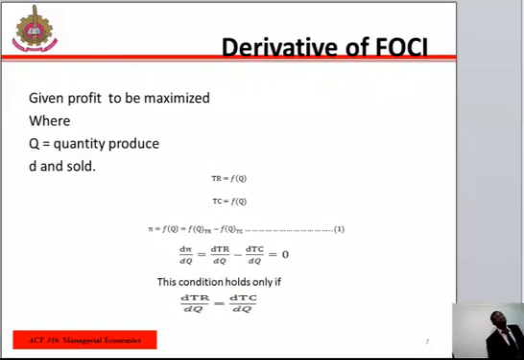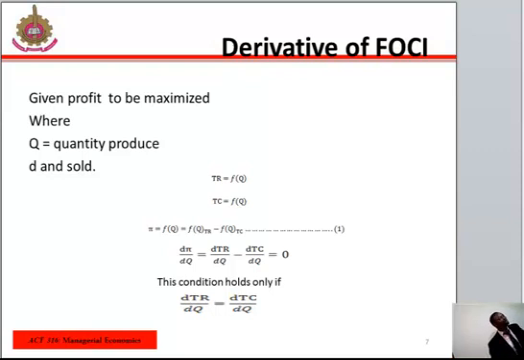Derivative of first order condition. However, the profit maximizing conditions can be formulated as follows. We have the given profit to be maximized, where Q is our quantity produced and P is the price. So we have the total revenue as a function of output. We have the total cost, which is also a function of output. Our profit will now be total revenue minus total cost.